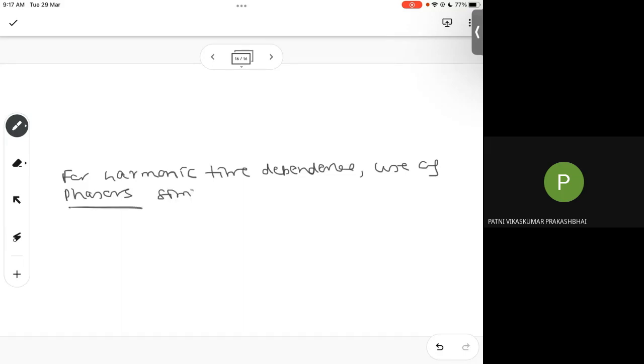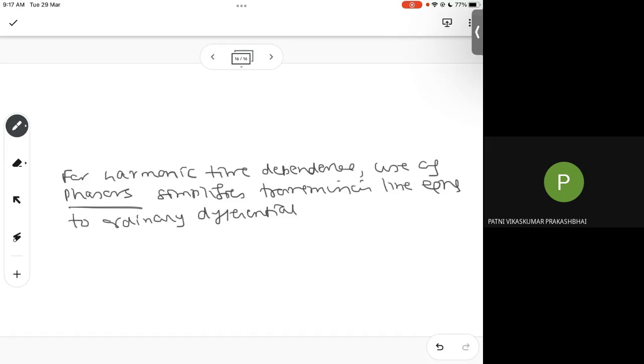What it does is simplify the transmission line equations, or any equation which is in the partial differential form, to ordinary differential equations, because we know ordinary differential equations very well. This is a partial differential equation, del by del t and so on. So if we have the harmonic time dependence, we use the concept of phasors. So what is this phasor? Suppose I have a sine or cosine reference. Let's say I have a cosine reference.